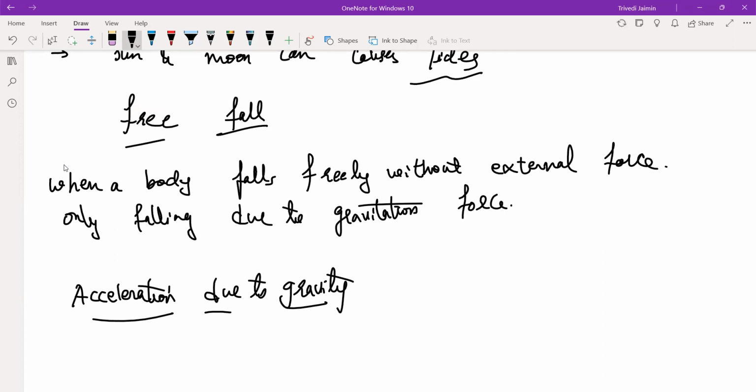Now, what is acceleration due to gravity? Can you give me a small definition or some statement about that?